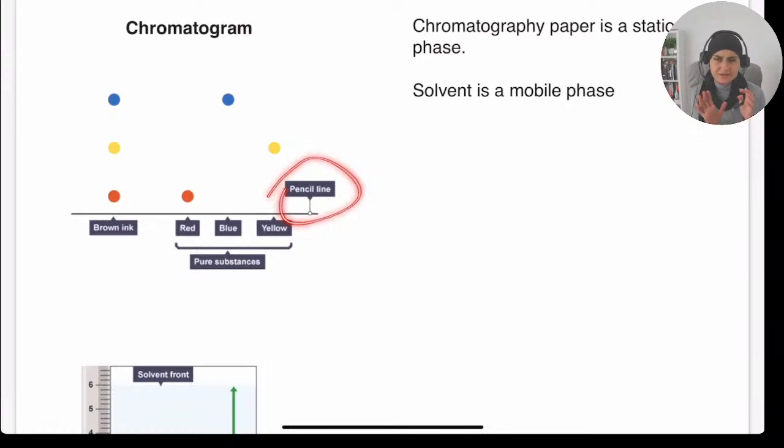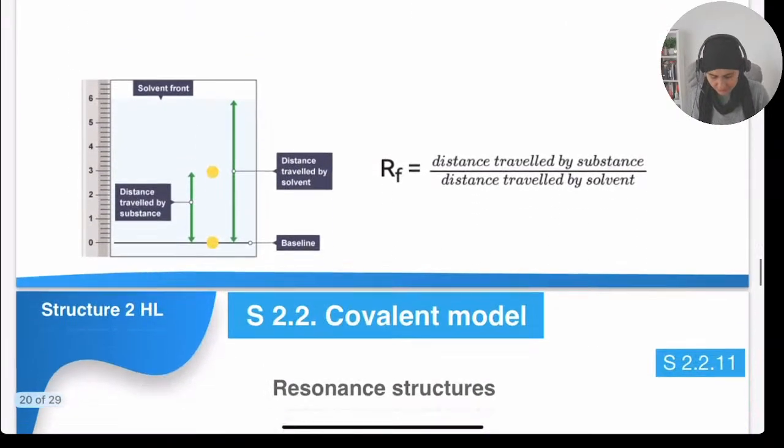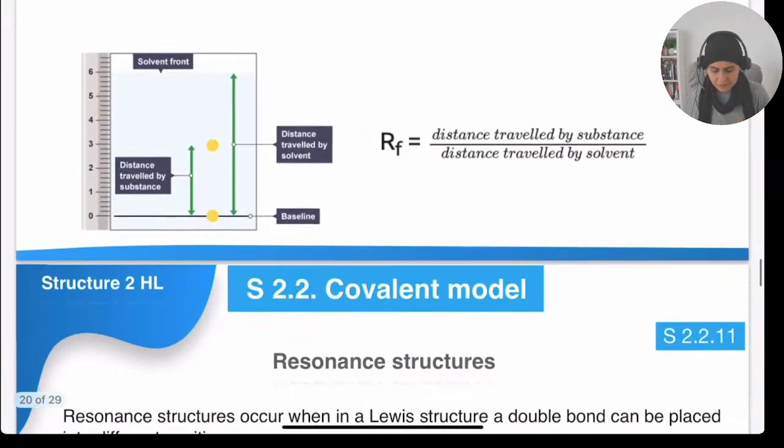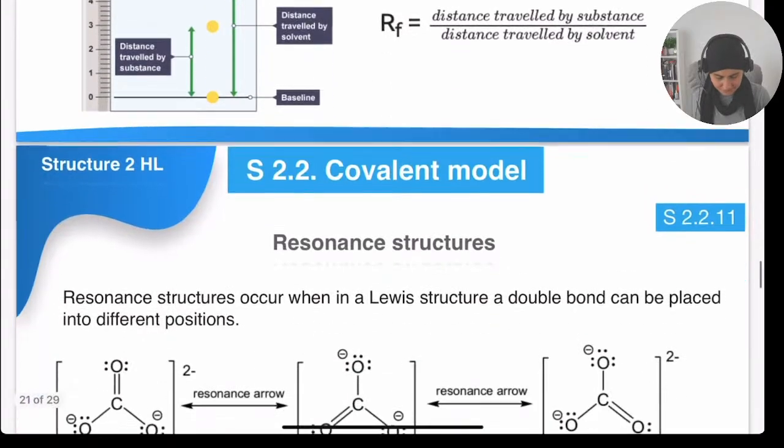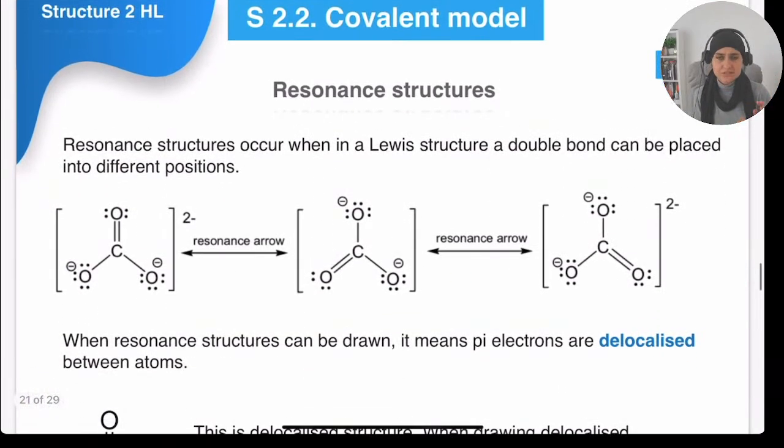Why pencil line? I explained in structure 1, because it will not be washed off together with the solution when the solution moves up. Then you can calculate the Rf value, which is the distance traveled by the substance from the baseline to the center of the spot, divided by the distance traveled by the solvent. That's your solvent front. You have to mark where the solvent has stopped. We explained that in structure 1. If you want more details, go to structure 1.